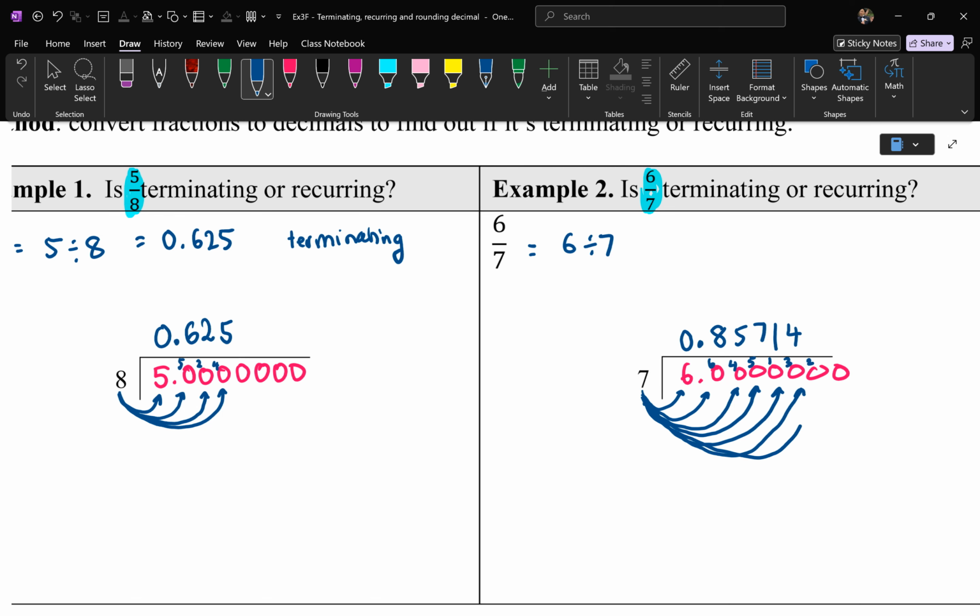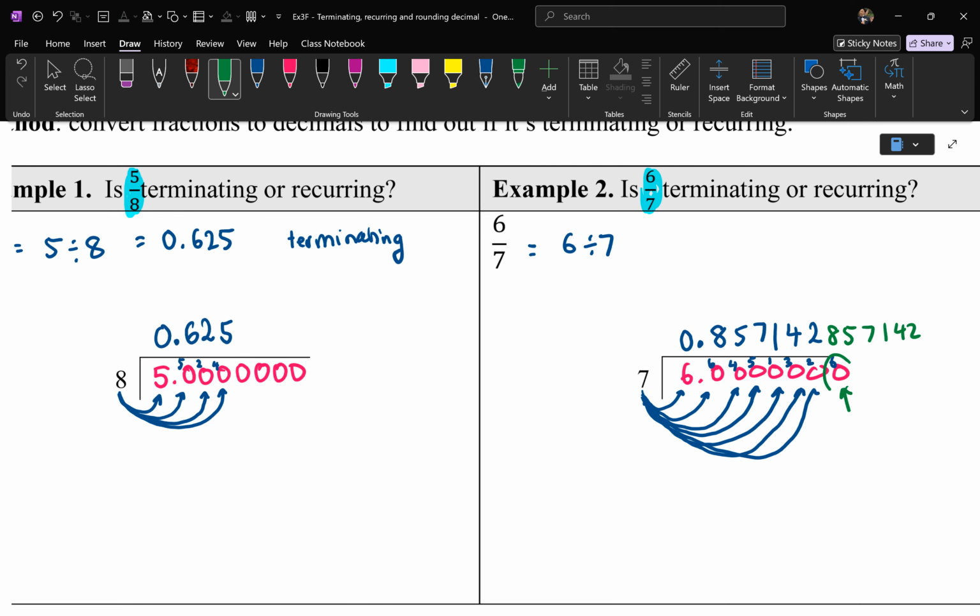Then you do, how many 7s fit into 20? 2. 7 times 2 is 14, remainder? Oh, finally! We get that repetition. See how you end up with 60 again? That's a 60 there, that's a 60. So likely, it'll then be 8, 5, 7, 1, 4, 2. So if I carried on, it would have been 8, 5, 7, 1, 4, 2.